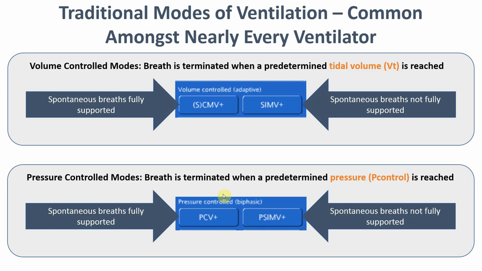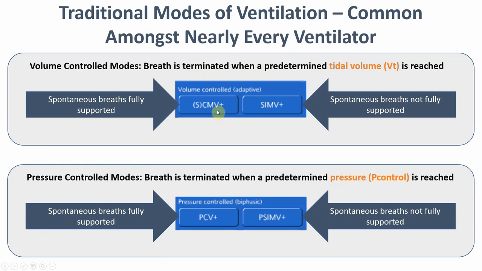There are two types of modes on your traditional ventilator, and these are common amongst nearly every single ventilator. You have volume control modes and pressure control modes. All that means is that the breath is terminated when the patient reaches a predetermined tidal volume. So in volume control modes, you set a tidal volume. In pressure control modes, the breath is terminated when it reaches a pressure, which on our vent is P control.